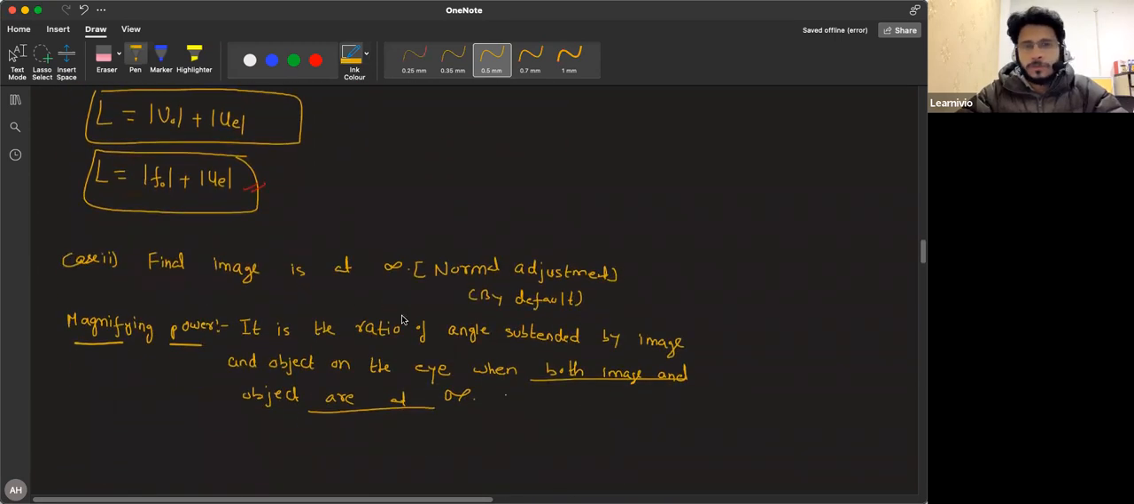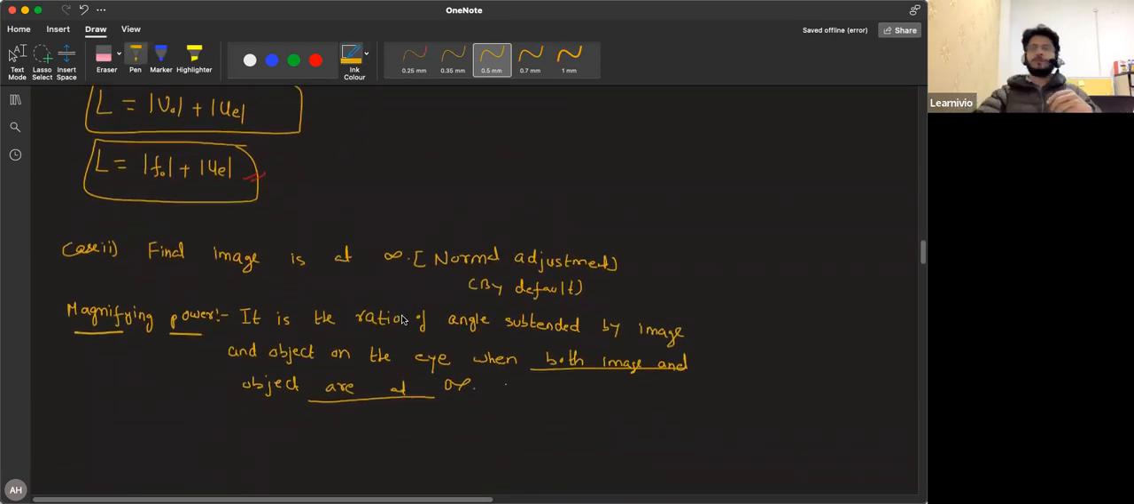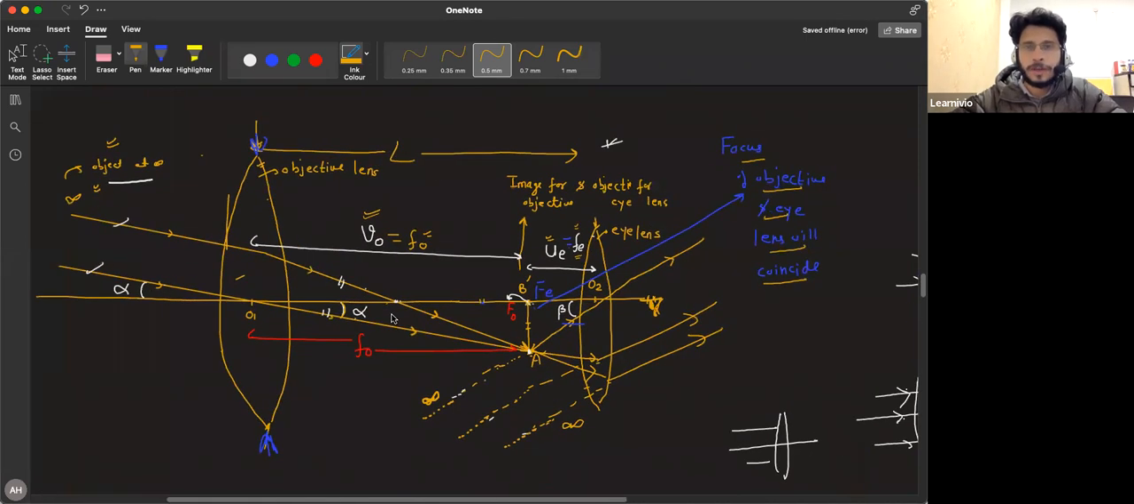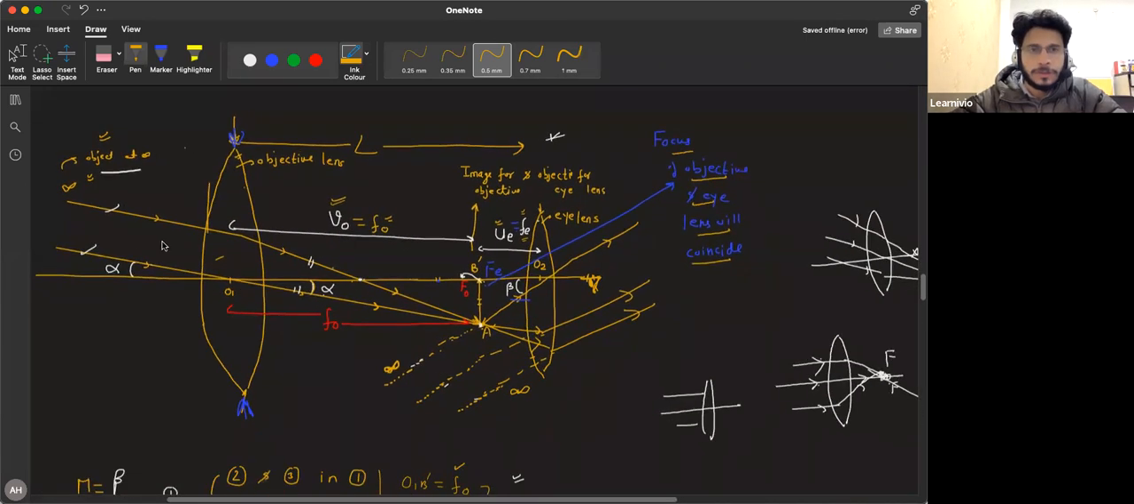So the last one, your final image is at infinity. So your eyepiece is forming the final image. Your eyepiece can form the final image at infinity only if the object of the eyepiece is at its focus. So this is the ray diagram. So what we do here is, see your object for the objective lens is at infinity. This is the image for the objective lens, which is A prime B prime.